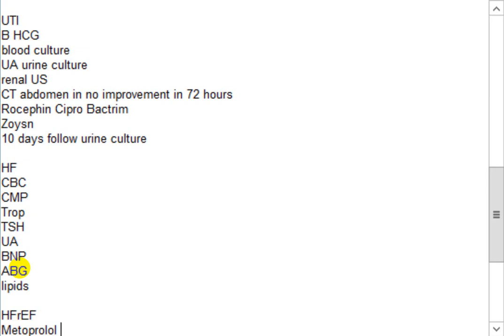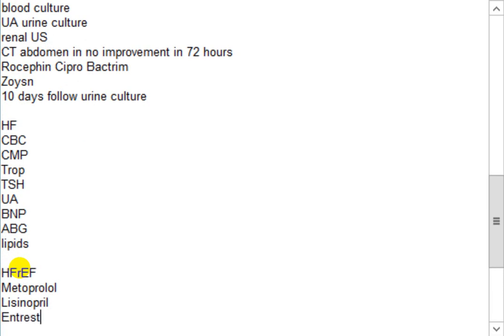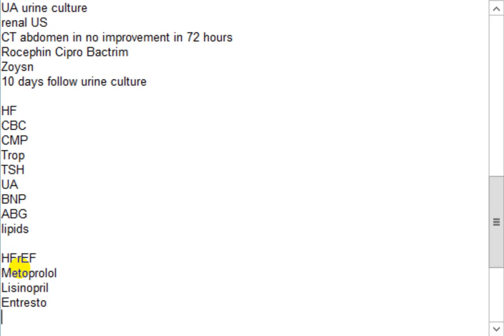And metoprolol, based on the MERIT-HF trial in 1999, actually showed decreased mortality. So that's why you see everybody on metoprolol. The other thing that you will see is lisinopril or Entresto, which also showed mortality benefit. The PARADIGM-HF trial in 2014 showed Entresto is beneficial, and lisinopril has been proved a long time ago. I think it was the SOLVD trial or something. And then if they have heart failure with ejection fraction less than 35, some people you see on spironolactone.